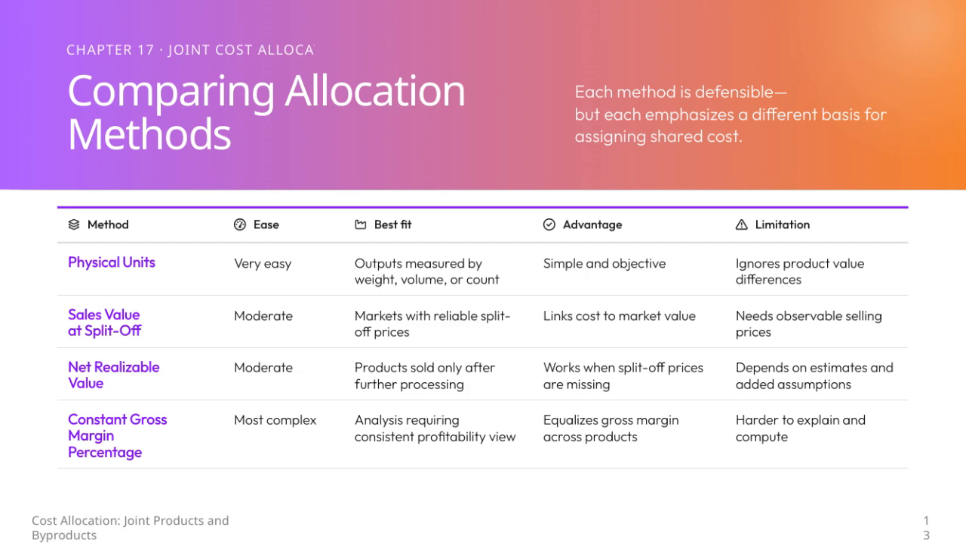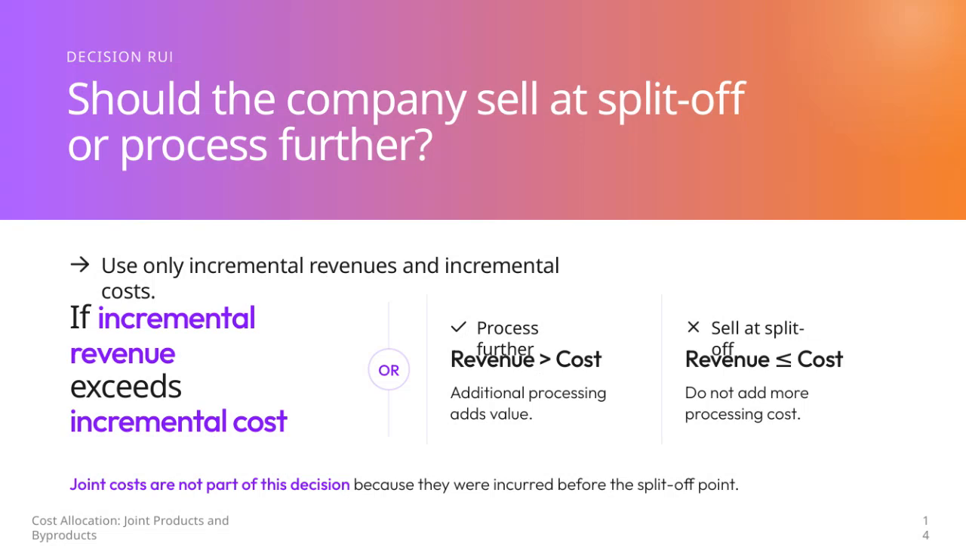When making the decision to sell a product at the split-off point or to process it further, we focus exclusively on incremental revenues and incremental costs. If the additional revenue from processing further is greater than the additional cost incurred, it makes sense to continue processing because it adds value. In other words, when revenue exceeds cost, further processing is beneficial.